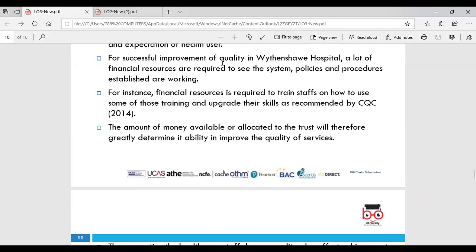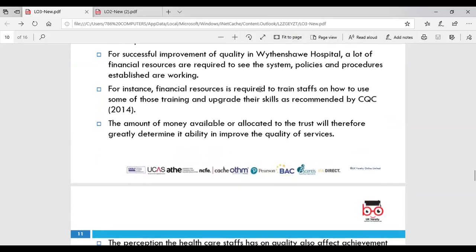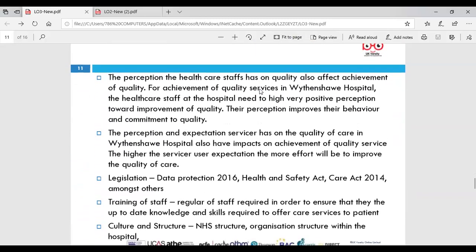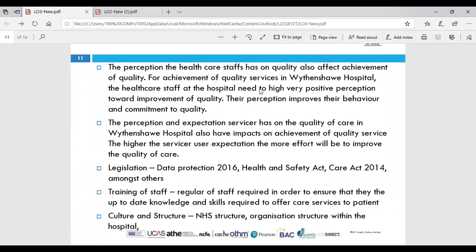So then when you see that you have all the resources available, are you using those policies and procedures according to what is expected? The perception of healthcare staff also affects achievement of quality. For instance, the healthcare staff at the hospital needed to have a very positive perception towards improvement of quality. Their perception improves their behavior and commitment to quality. So if they have a positive mindset towards improvement of quality, this is how they will work towards it.